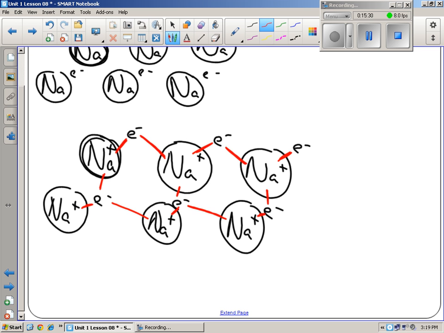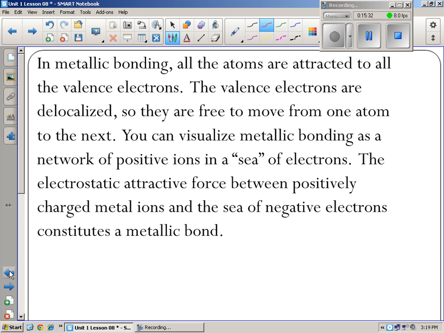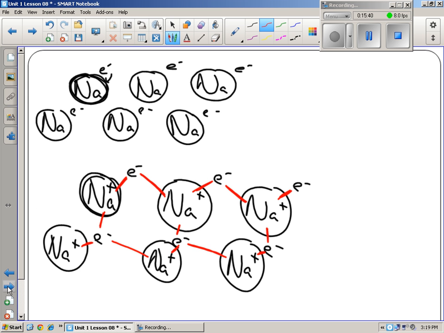So opposites attract. Once again, you can visualize metallic bonding as a network of positive ions. We often use that term, network, because when you network, you have lots of conversations with other people, right? You're all over the place. So you've got lots of stuff going on here. There's lots of attractions, right, when you're networking.